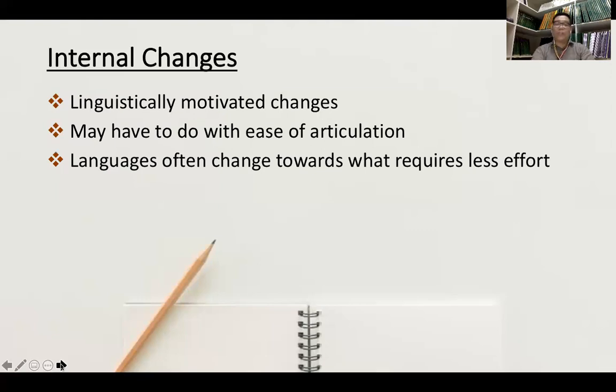For example, when we use contractions, instead of saying, I cannot attend the seminar, we simply say, I can't attend the seminar, because we believe that the contraction can't will ease the effort that we should exert when saying, I cannot. Okay? And then ease is only one possible factor, because these internal changes could also have other factors.